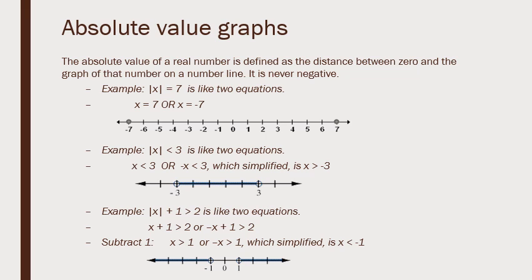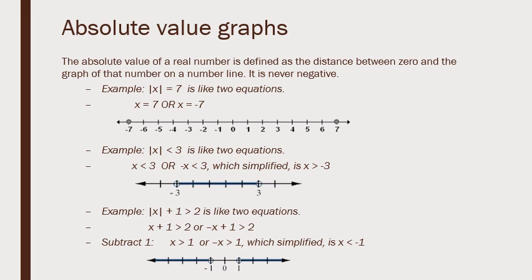Another example, the absolute value of x plus 1 is greater than 2. Remember, it's like two equations. Every absolute value equation is like two equations. It could be x in its positive role or negative x. So I'm going to write the two equations out. x plus 1 is greater than 2, or negative x plus 1 is greater than 2. Solving these, I would subtract 1 from both sides in both of these inequalities. I'd end up with either x is greater than 1 or negative x is greater than 1. And then for the second one, I'd have to multiply by -1 to get x is less than -1.